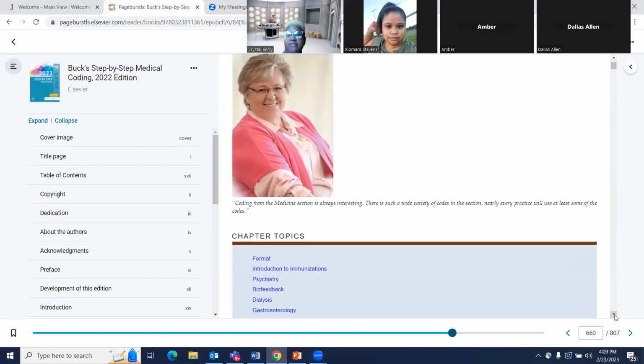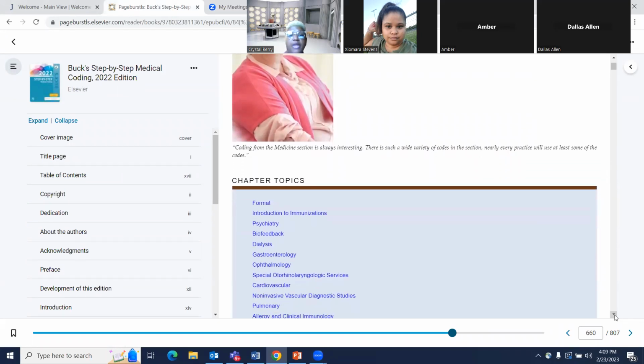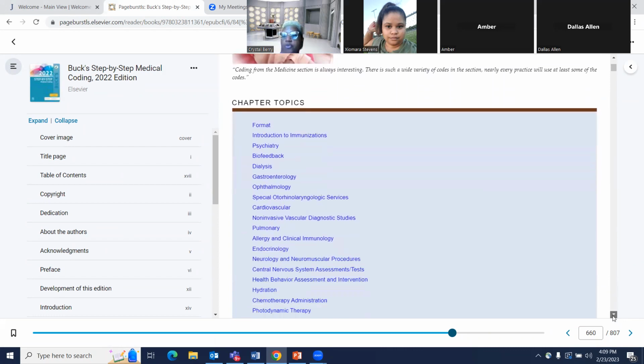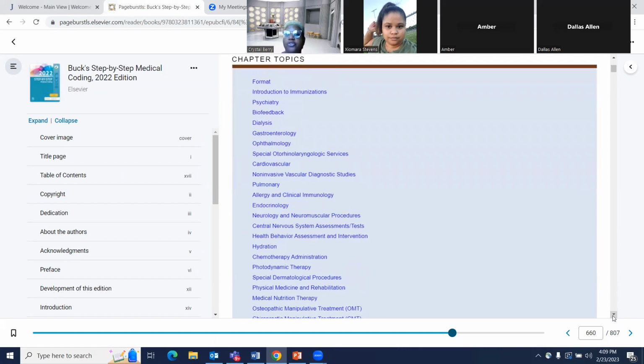So the objectives that are being covered: the format, introduction to immunizations, psychiatry, biofeedback, dialysis, gastroenterology, and ophthalmology. We're only going to go through a few of those because this chapter ends on Tuesday. Your exam for this chapter is on Tuesday. The last chapter for this module, chapter 27, starts on Wednesday of next week.